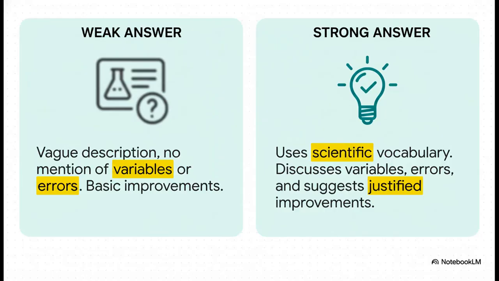So let's just break down what separates a weak answer from a strong one. A weak answer might say something really vague, like, they should have been more careful. A strong answer, on the other hand, uses proper scientific language. It talks about controlling variables, like keeping the width of the light ray the same. It discusses possible errors, like random errors when you're reading the protractor. And it suggests specific, justified improvements, like use a thinner slit for the ray box to create a less spread out ray, which improves the accuracy of the angle measurement.